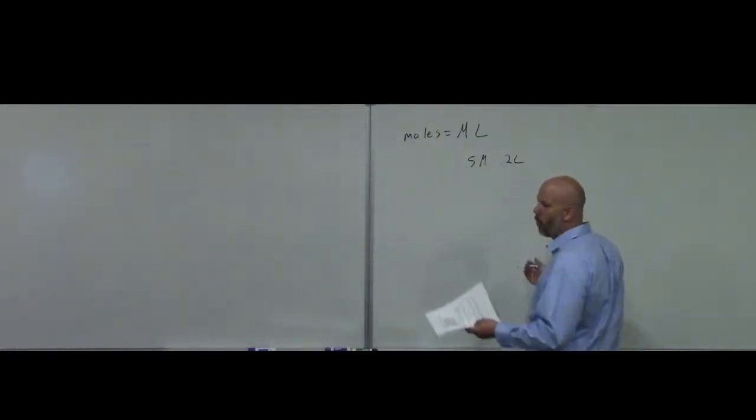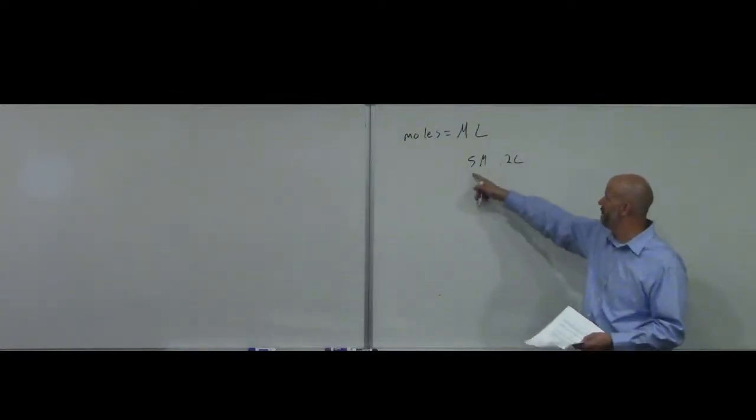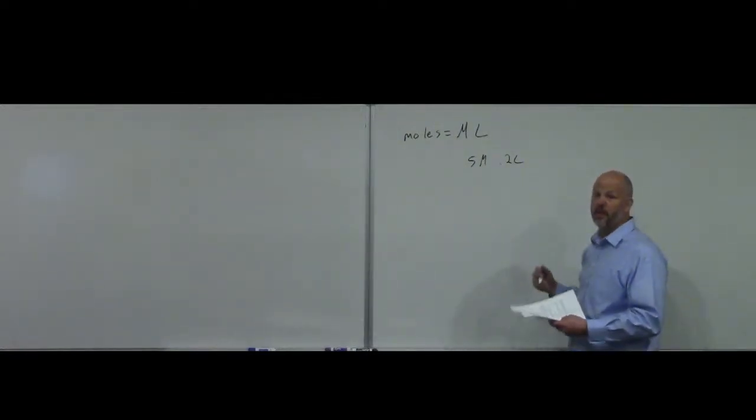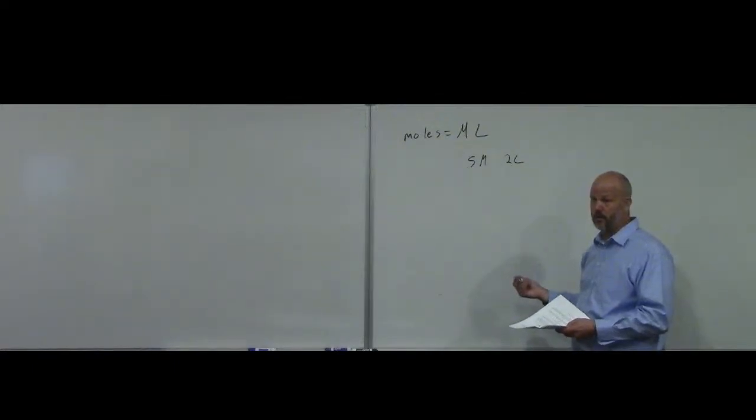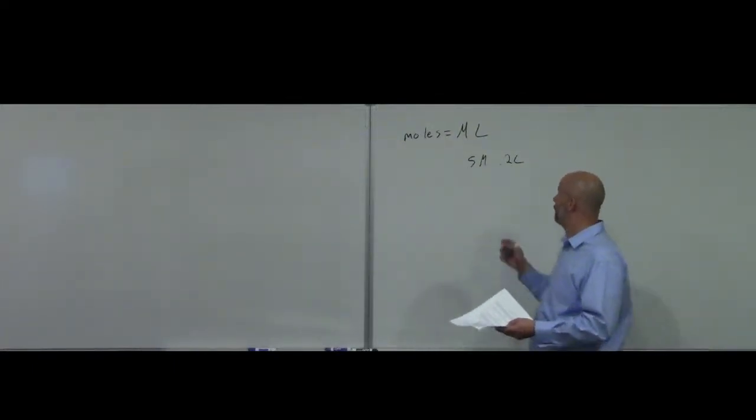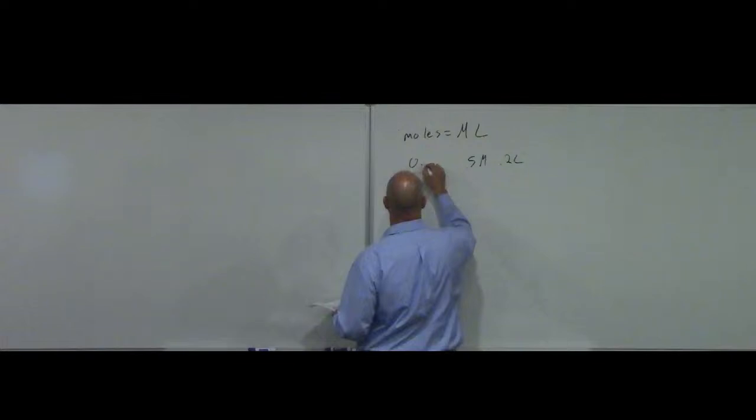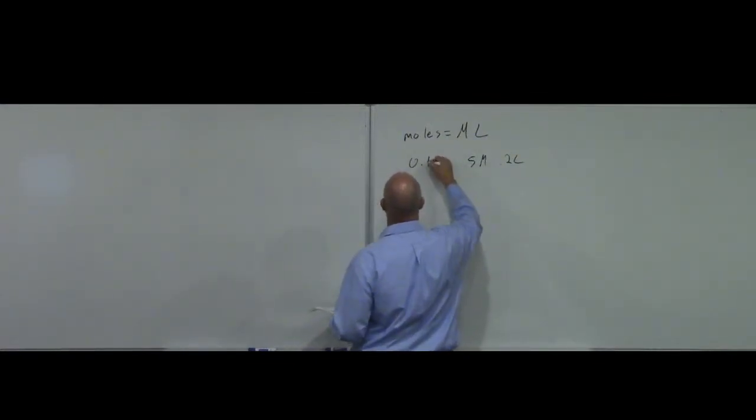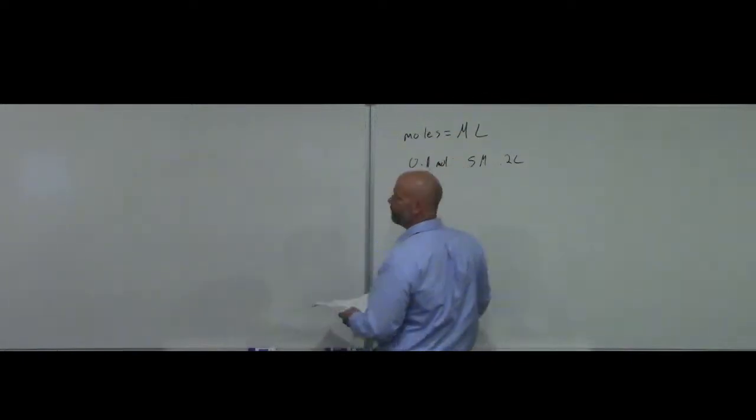So if I have, just for a simple way of doing this, a 0.5 molar solution and I've got 0.2 liters of it, how many moles do I have? I multiply 0.5 molarity times 0.2 liters. What do I get? 0.1 moles, right?